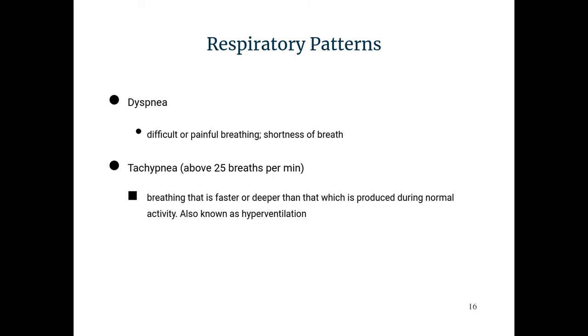Dyspnea is when you have difficult or painful breathing. It's typically called shortness of breath. A lot of COVID patients right now probably are suffering from dyspnea. You have tachypnea, which is anything above 25 breaths per minute. So normal is 12 to 20. If somebody is between 20 and 25, they don't technically have tachypnea. They're kind of in between. But this is breathing that is faster than normal. Hyperventilation, if you know what that is, if somebody you've known or maybe you yourself has hyperventilated, just know that the medical way of saying that is also tachypnea.